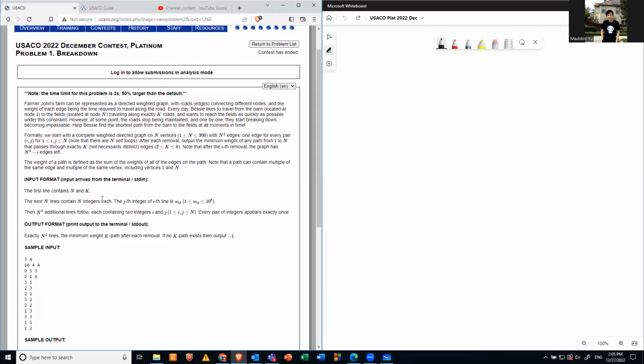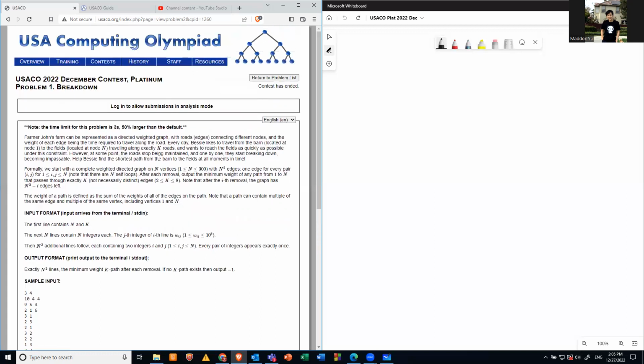So let's look at the problem. Let's look at the constraints. First we have n less than or equal to 300, and then we have k actually less than or equal to 8. And we have 3 seconds to solve the problem. This obviously tells you can do O(n cubed), right?